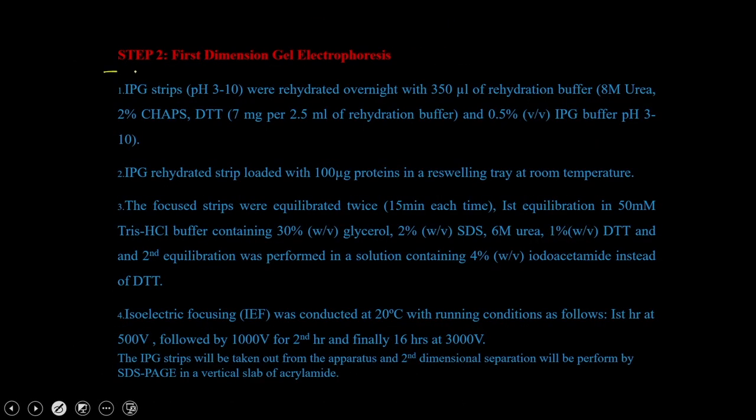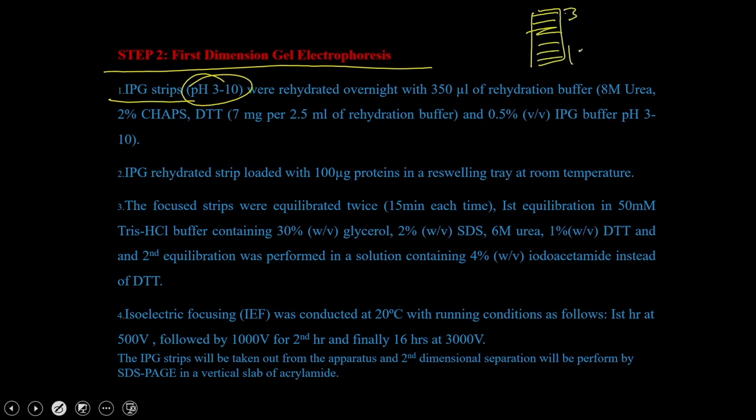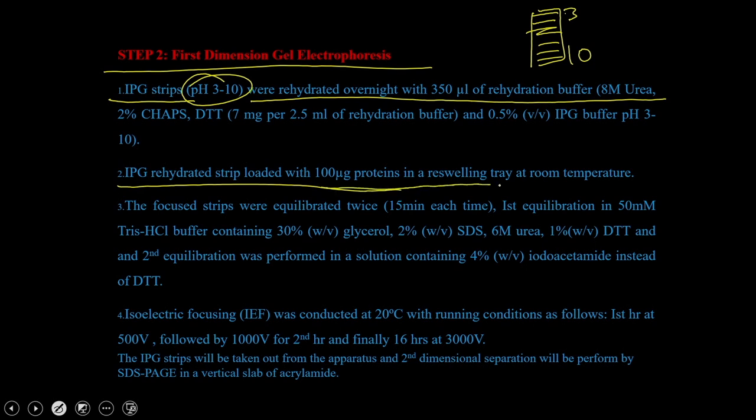Then in step two, you do the first dimension. The IPG strips, in this case I'm taking an example of pH 3 to 10, as I said, have ampholytes coated on them, and you can have an IPG strip of any range, like 2 to 5, 2 to 10, or 3 to 10. It is rehydrated overnight with 350 microliters of rehydration buffer, and once it is rehydrated, you can load the IPG strip with 1000 micrograms of protein in a rehydration tray at room temperature. The focused strips were equilibrated twice.